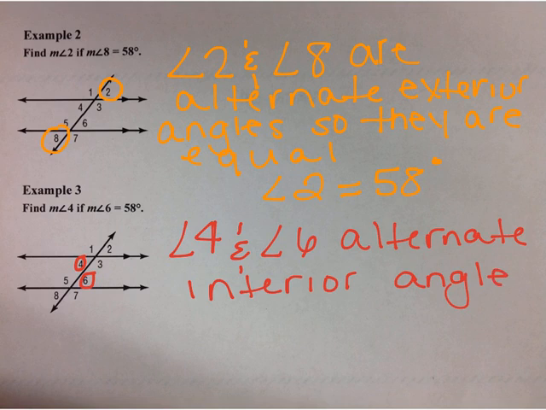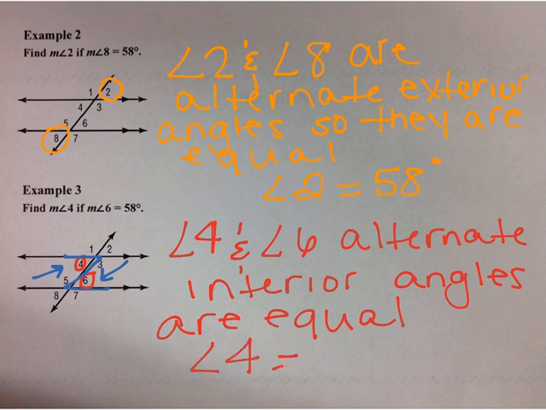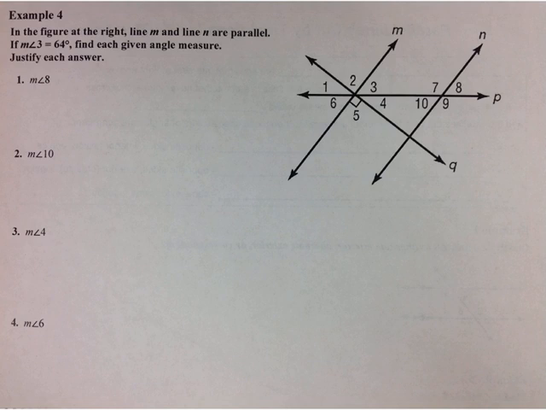Alright, so whenever you have alternate interior angles, they're always going to make this little Z shape, and they're always going to be the angles that are on the inside of the Z. Alright, so we said that alternate interior angles are also going to be equal. So that means that the measure of angle 4 is also going to be 58 degrees. Okay, so let's go ahead and flip your paper over and work through example 4.